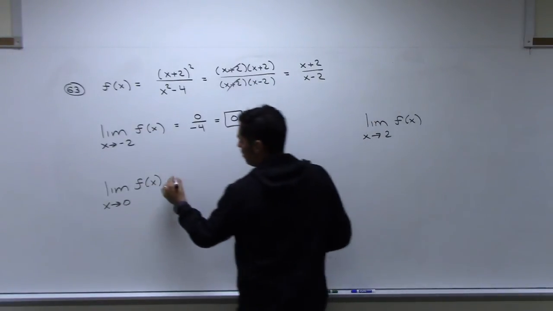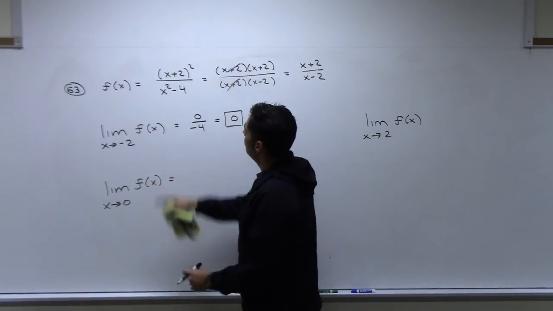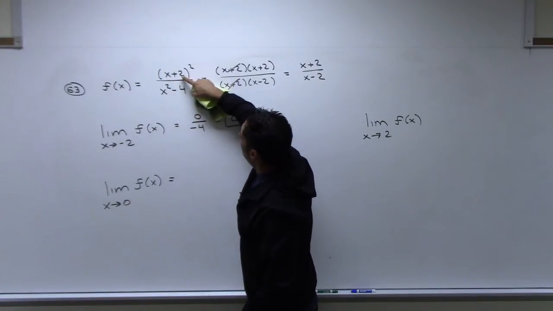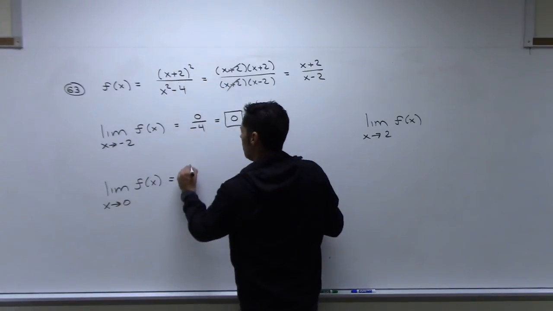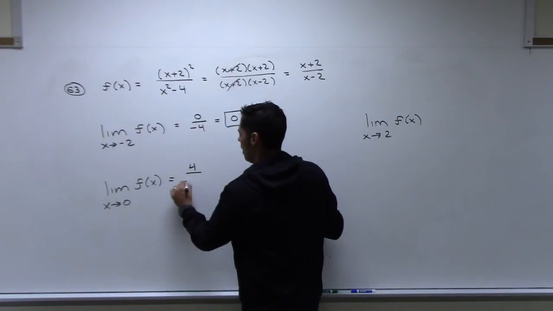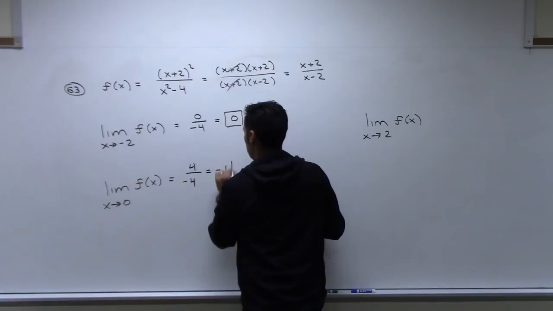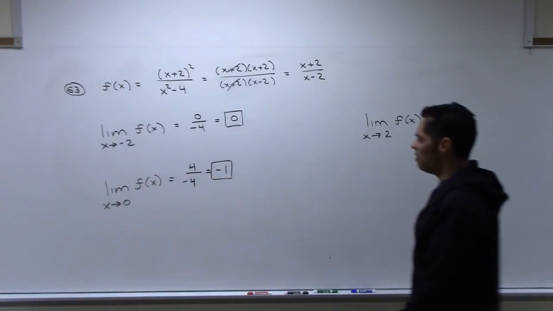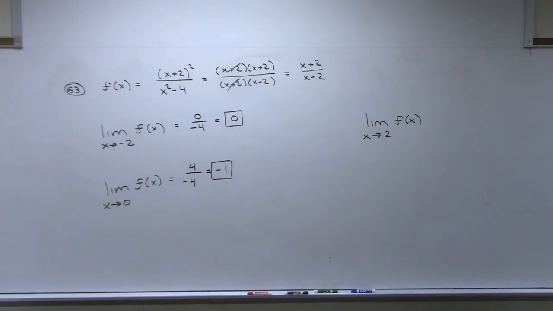All right, now let's plug in 0. So I plug in 0 right there. I'm going to get 2 squared, which is 4. And on the bottom, if I plug in 0 here, I'm just going to get -4. That's just -1, no problems. No division by 0, no 0 over 0, we're happy.